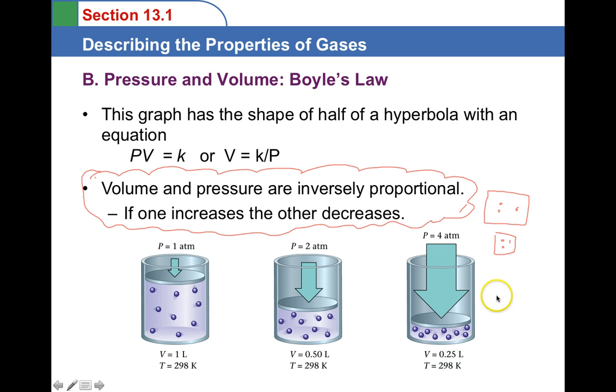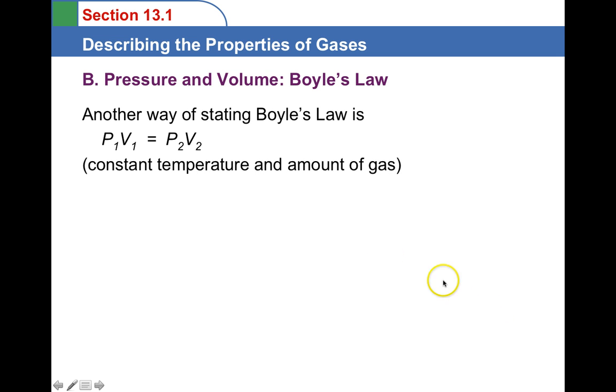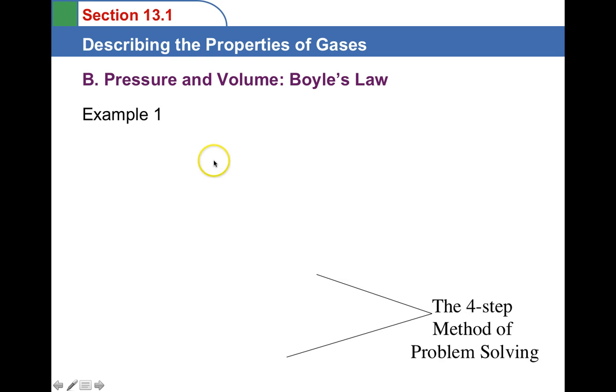All right, and there we go. Okay, and another way that we can state Boyle's Law is through this formula. If we keep the temperature and the amount of gas constant, P1 times V1 is going to equal P2 times V2. And this is the formula that you need to know. This is the formula you would use to do calculations to estimate or calculate what the pressure or the volume would be given a new set of circumstances. Okay, so we're going to look at some practice problems.